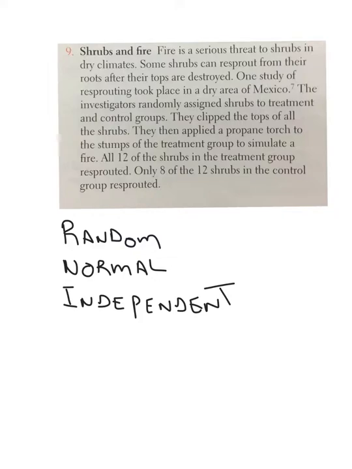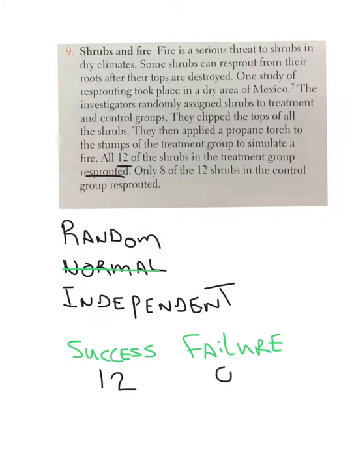Okay, let's look at number 9. Now, what we're going to have a problem with is the normal part again. One way to think about it is successes and failures. Successes have to be at least 10 and failures have to be at least 10. Let's think about that. So like this, all 12 shrubs resprouted. Well, that's great. We had 12 successes but 0 failures. That's not going to work for us because we have to have at least 10 in both groups, successes and failures.